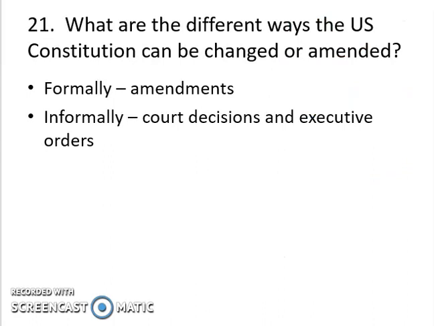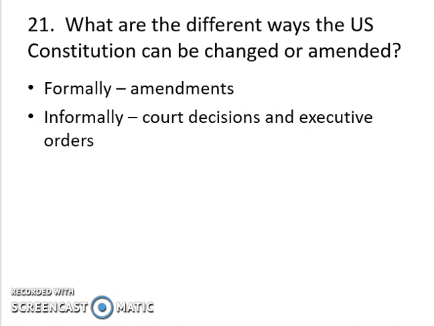Question 21 is, what are the different ways the United States Constitution can be changed or amended? Formally, amendments, and then informally, court decisions and executive orders. Formally, there is a time limit on amendments. You have to actually get the amendments passed and everything through in 7 years. That has not always been the case, but in recent times that is the case, so they made a change. You have a time stamp on when to get the amendments approved.